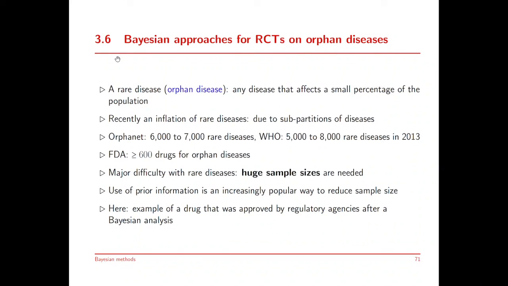An important application area of Bayesian approaches is for orphan diseases. A rare disease, also called orphan disease, is any disease that affects a small percentage of the population. And recently there is an inflation of such rare diseases due to subpartitions of the diseases. A major difficulty with rare diseases is that huge sample sizes are needed, and use of prior information is then an increasingly popular way to reduce the sample size. And here's an example of a drug that was approved by a regulatory agency after a Bayesian analysis.